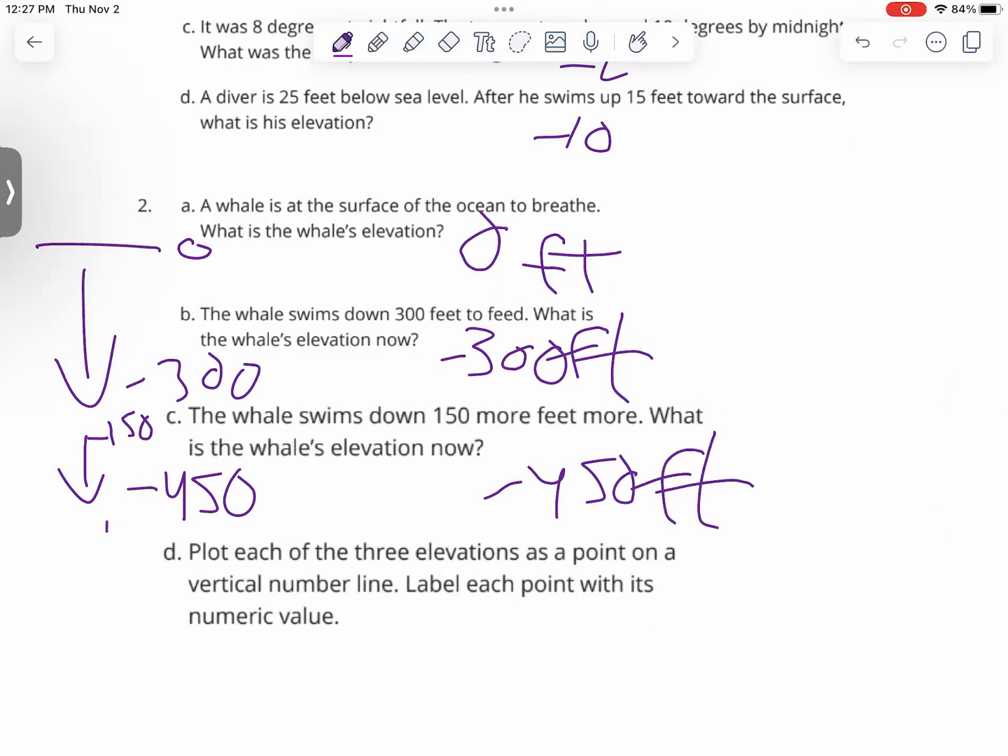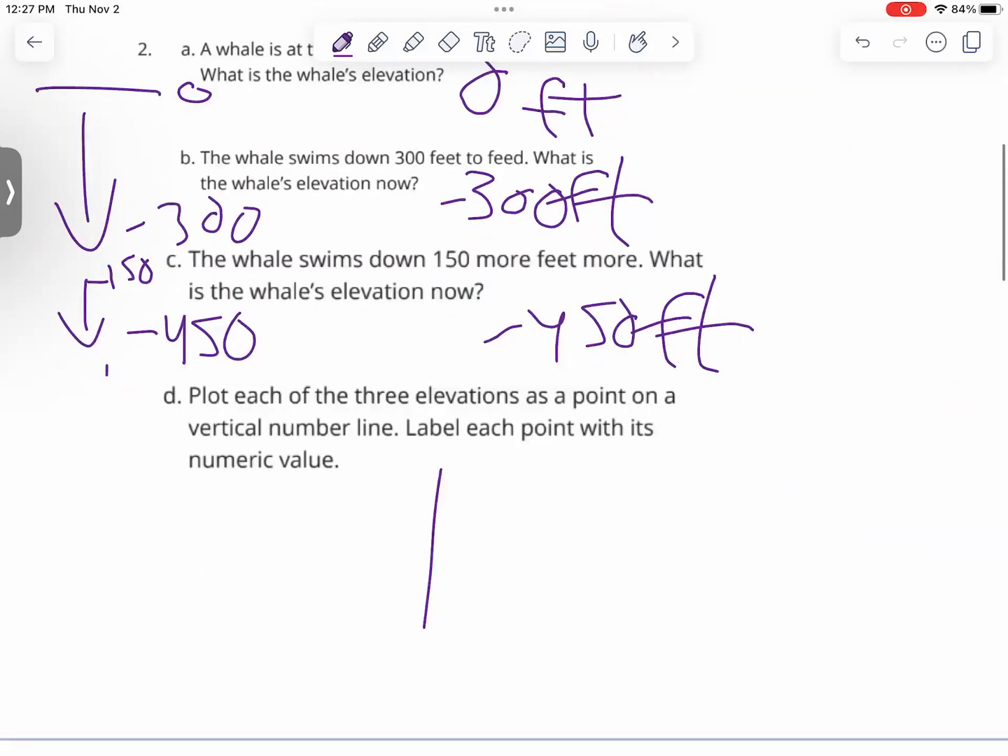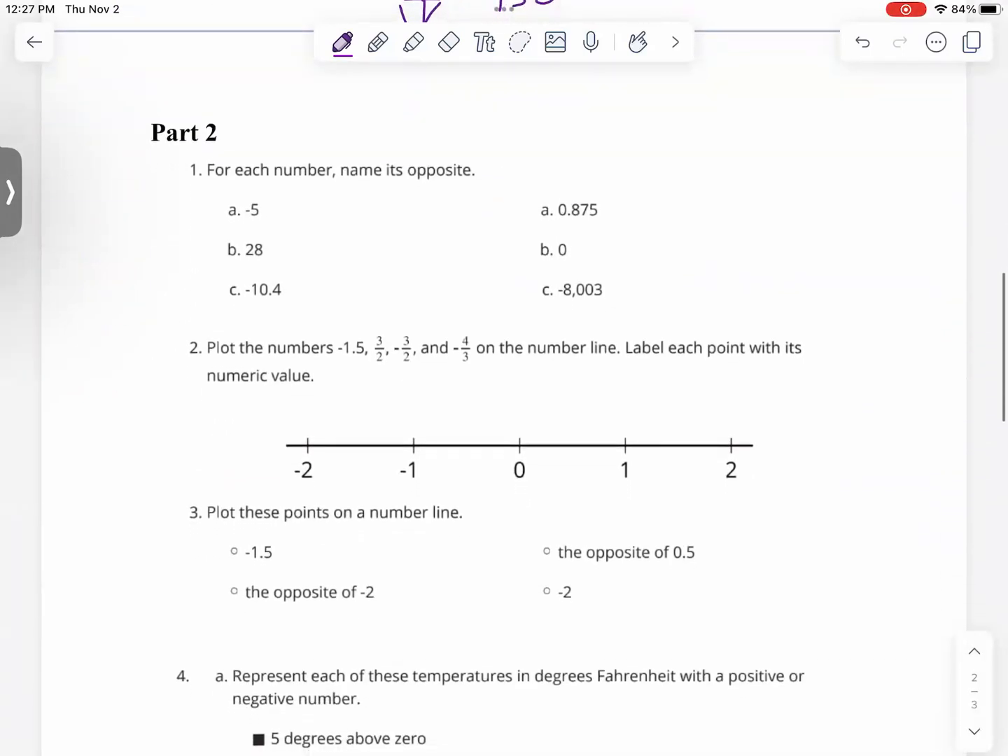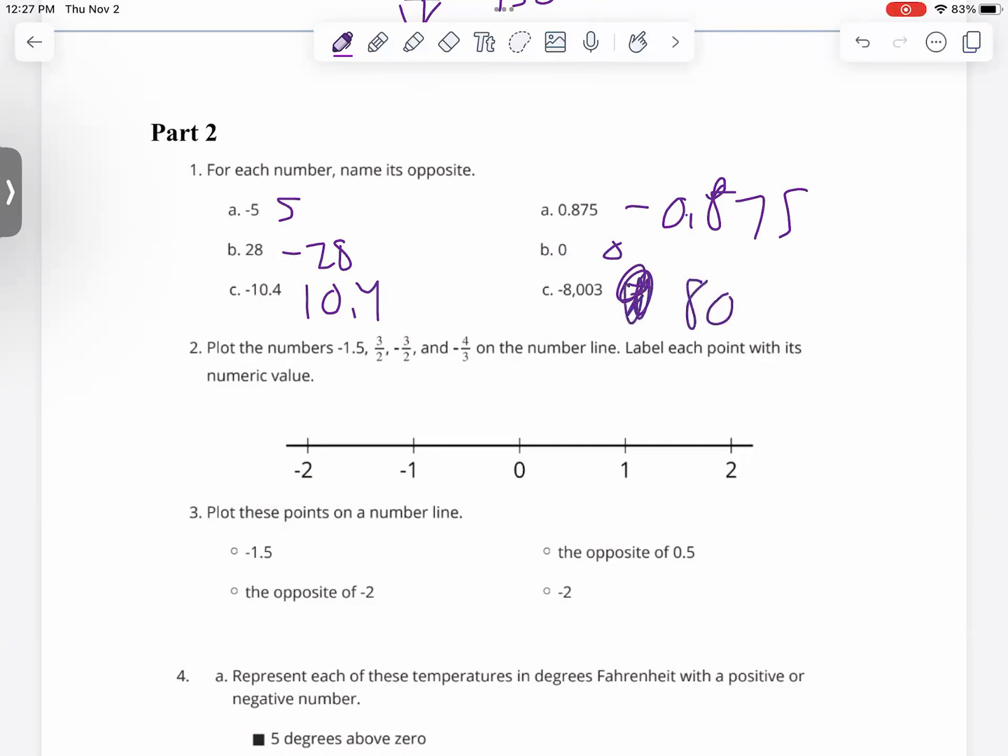All right, so it says plot it on a vertical number line with a numeric value. So something like 0, negative 300, and then negative 450. Something like that is what they're asking for there. All right, for each number, name its opposite. The opposite of negative 5 is positive 5. The opposite of 28 is negative 28. The opposite of negative 10.4 is positive 10.4. The opposite of 0.875 is negative 0.875. So you're just changing the sign. There's no opposite for 0, it's still 0. And then negative 8,003 should be positive 8,003.